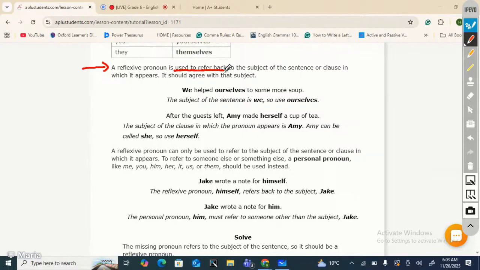A reflexive pronoun is used in the sentence or clause in which it appears. What is a reflexive pronoun? It is used to refer back to the subject of the sentence or clause in which it appears, and it should agree with that subject. This is an important point. It should agree with the subject. Means if the subject is singular, use a reflexive pronoun for singular subjects. And if the subject pronoun is plural, use a reflexive pronoun which is used for plurals.